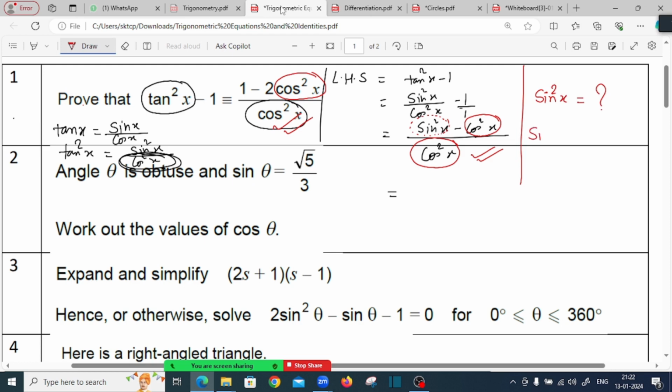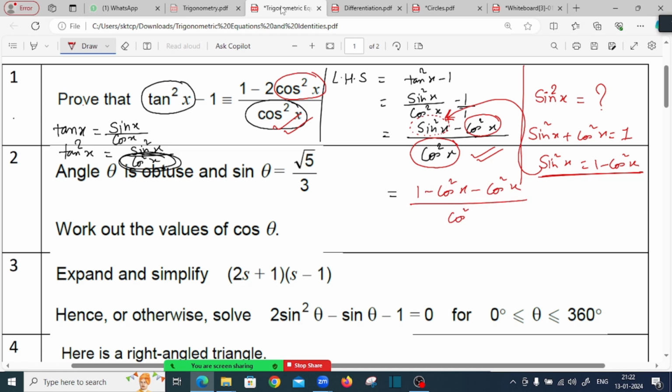So I have a relation that sin square x plus cos square x is equal to 1. So I can write sin square x is equal to 1 minus cos square x. Now the question is being solved. So I will substitute this sin square x here as 1 minus cos square x minus cos square x upon cos square x. So I think it's proved: 1 minus 2 cos square x upon cos square x. See, the solution is not important.